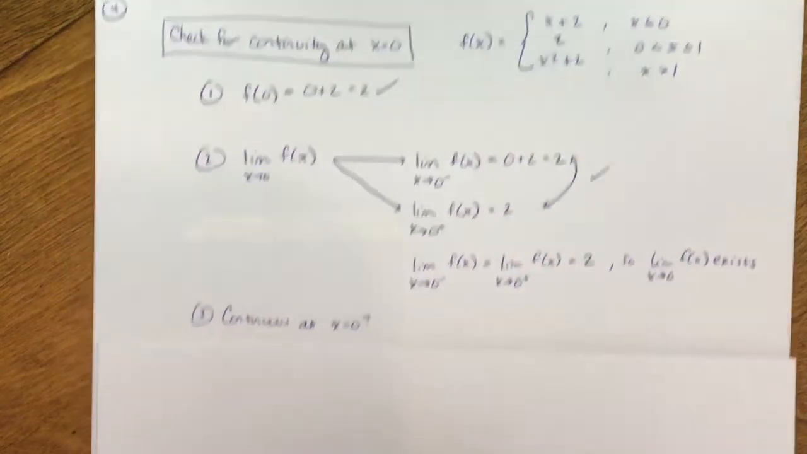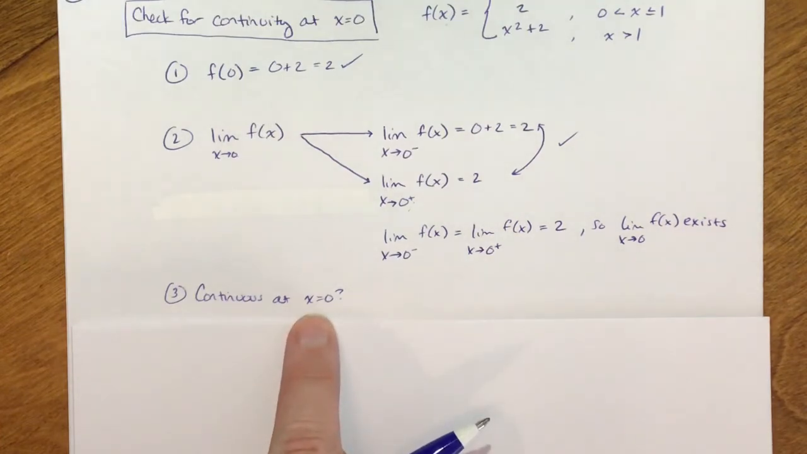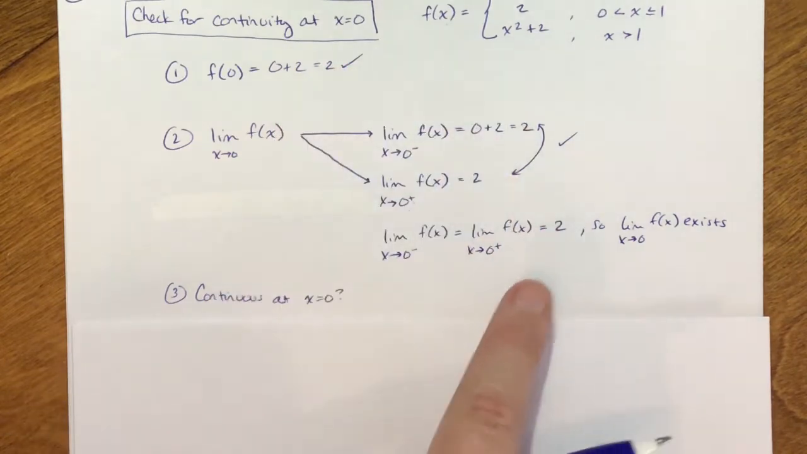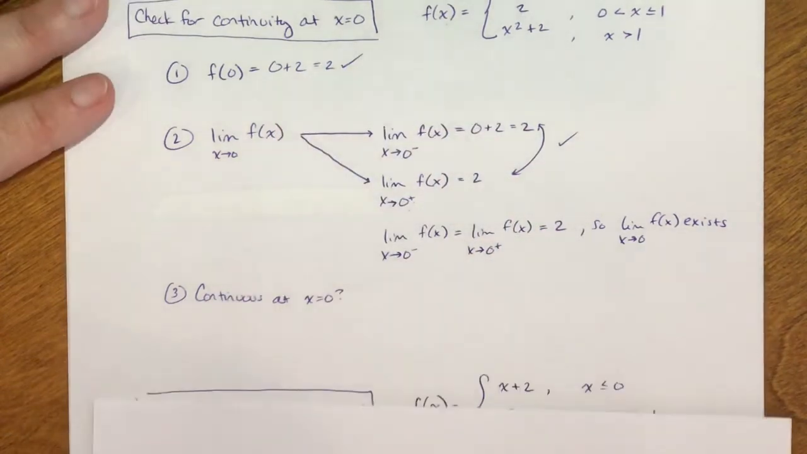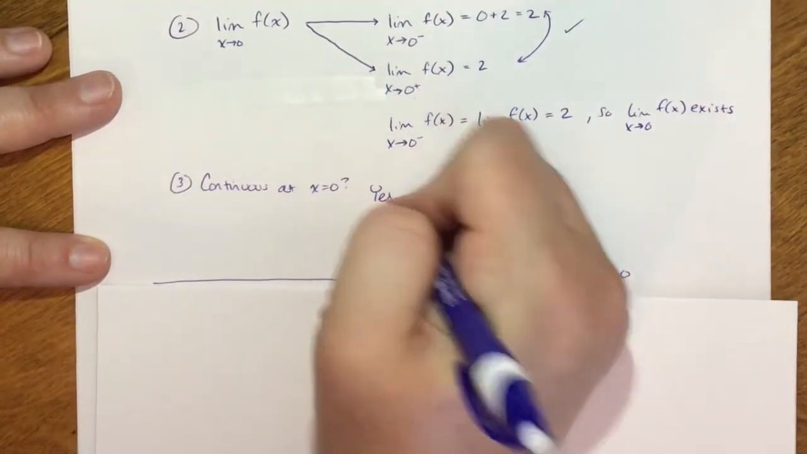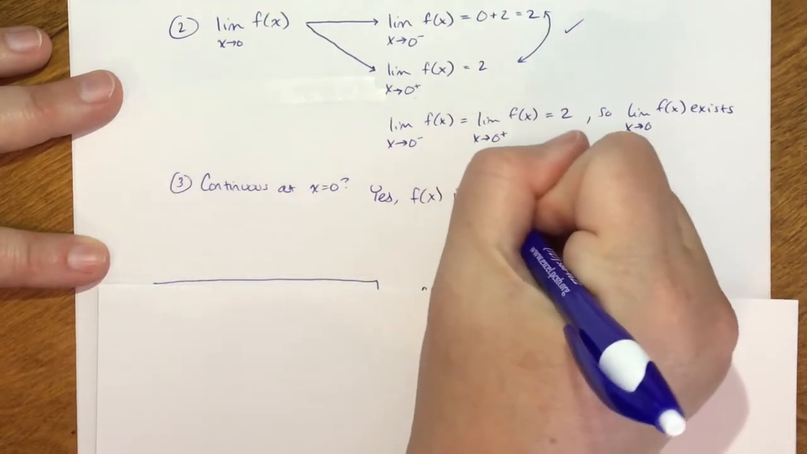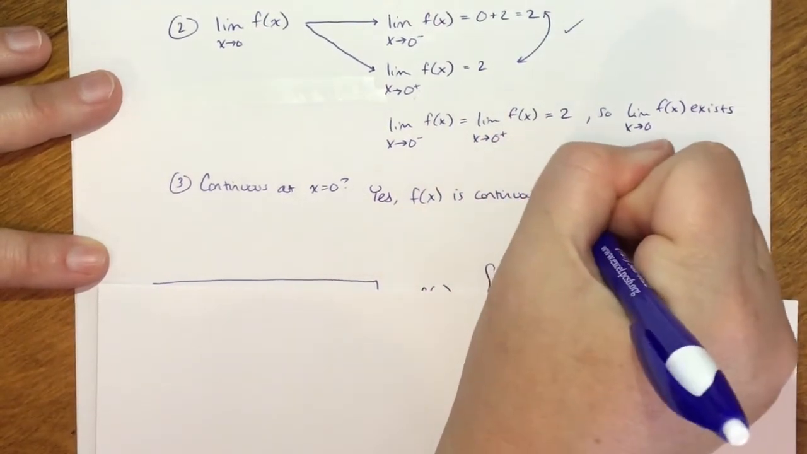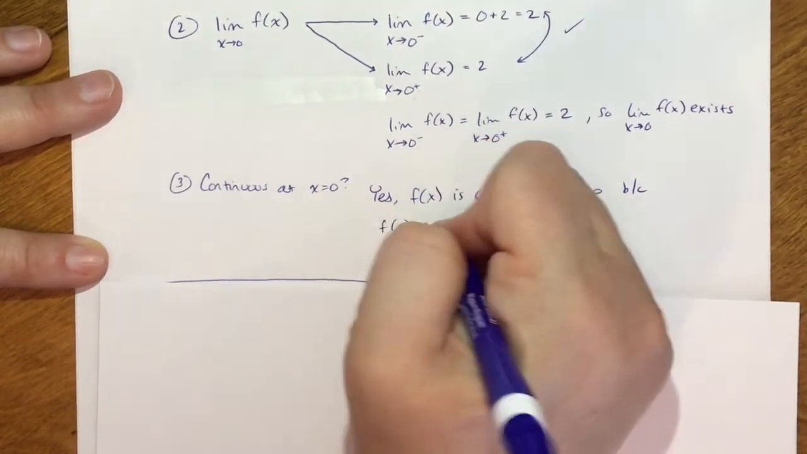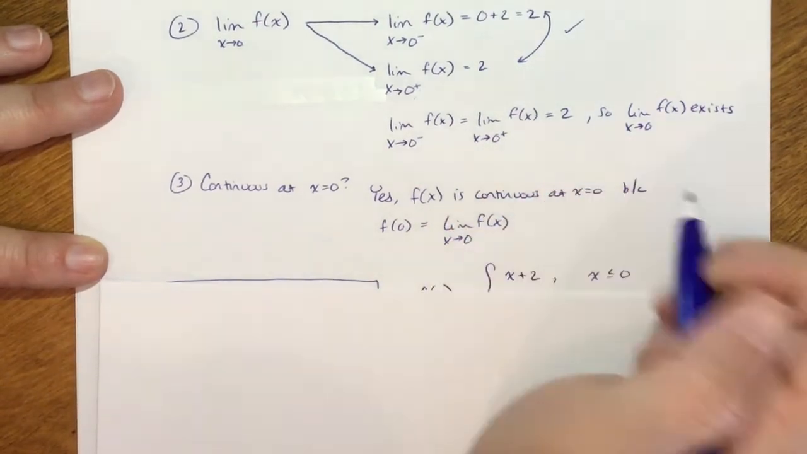Now the third part, we need to conclude if it actually is continuous at x equals 0. It's continuous if the function value is equal to the limit, and it is. So, is it continuous? Yes. F of x is continuous at x equals 0 because f of 0 is equal to the limit as x approaches 0 of the function.